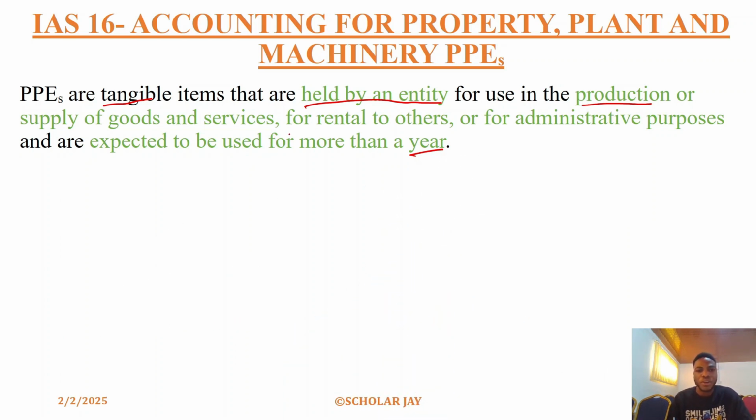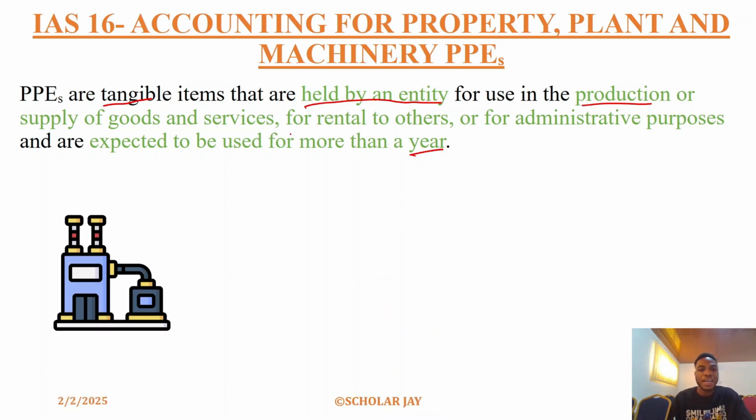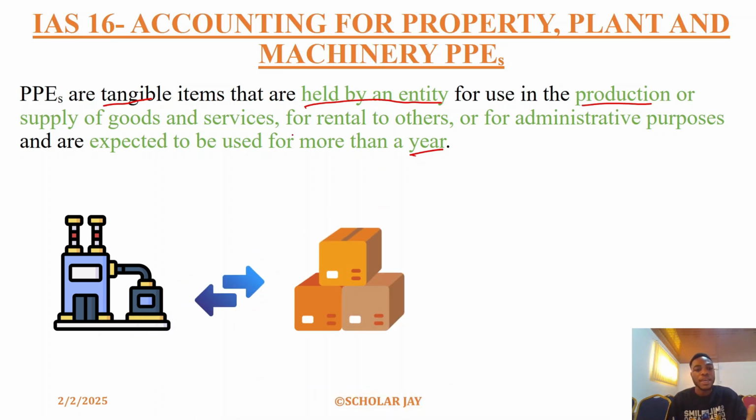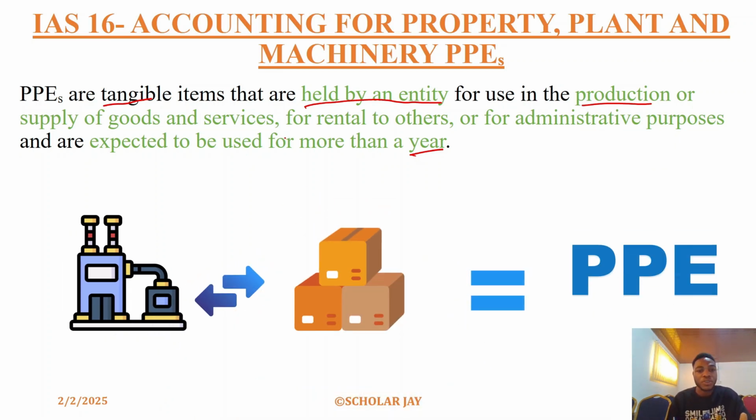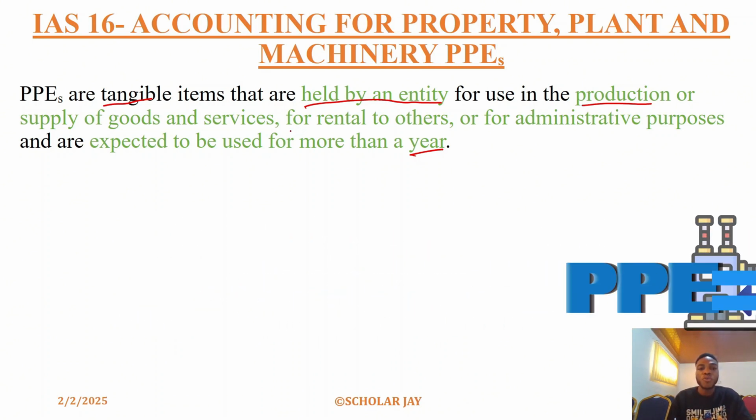So let's say we have a manufacturing company and they have this particular item that they use in the production of goods and services. It means that that particular item can be classified as PPE. Okay.